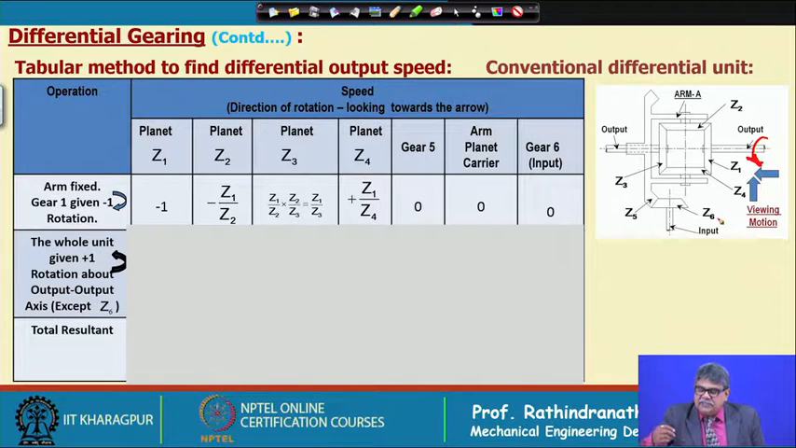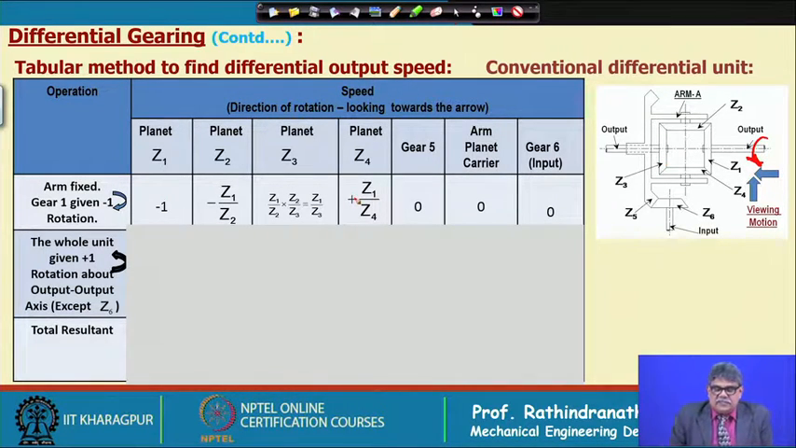So, this is again rotating in this direction, looking from this side. This means that this is rotating like this, like this, like this. So, Z2 is rotating in this direction, and Z3 is rotating in the opposite direction of Z1, looking from the same side.